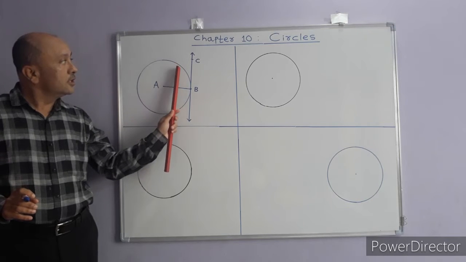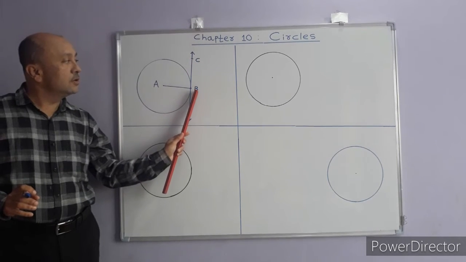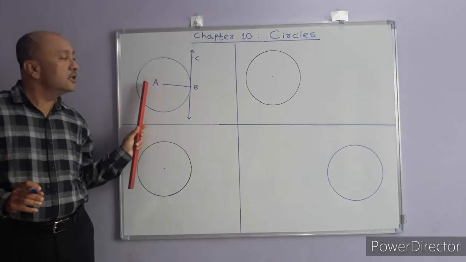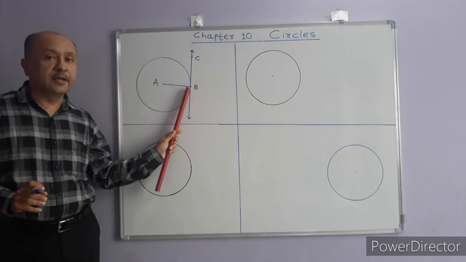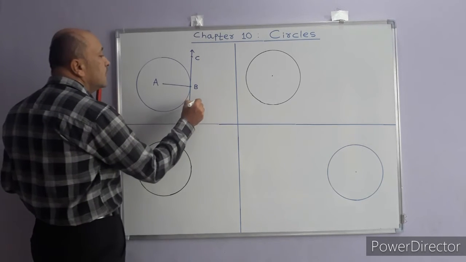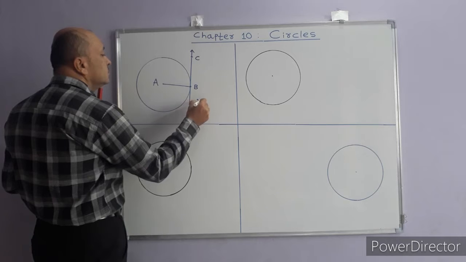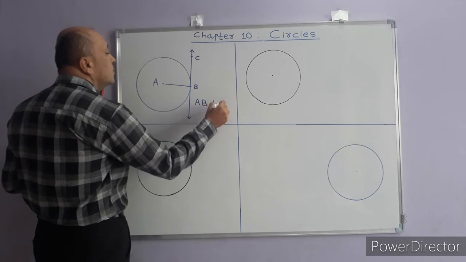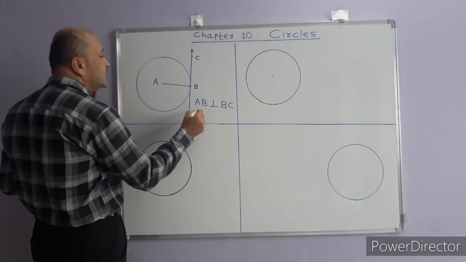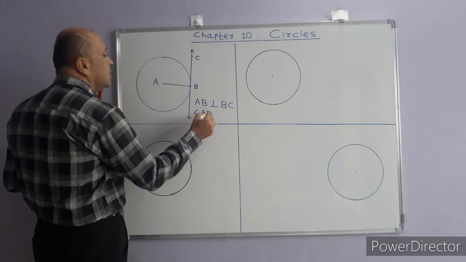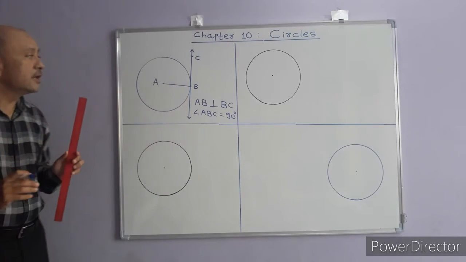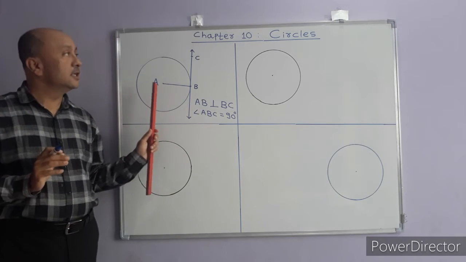So what is drawn? A circle is drawn, a tangent is drawn, B is called the point of contact. From the point B, a radius is drawn. If you draw the radius and afterwards measure this angle, you will find that this angle is 90 degrees. So what can we write here, students? AB is perpendicular to BC, or in other words, angle ABC is equal to 90 degrees. So this is theorem number 1 from this lesson, circles.